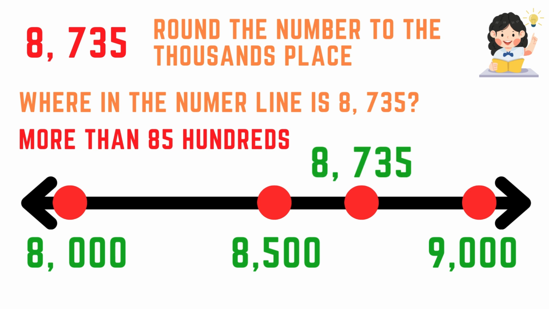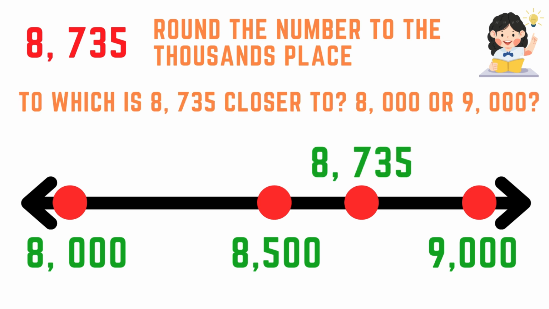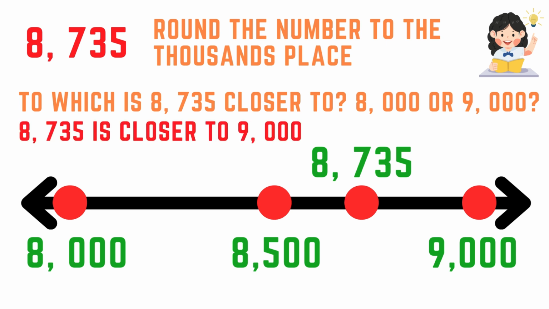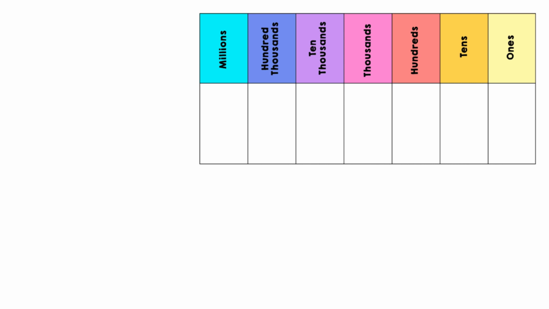So therefore, I will put this point more than 8,500, which is located on this point. And I will put here my 8,735. Which is 8,735 closer to? 8,000 or 9,000? Awesome. So 8,735 is closer to 9,000. Therefore, we can say that 8,735 is approximately equal to 9,000.